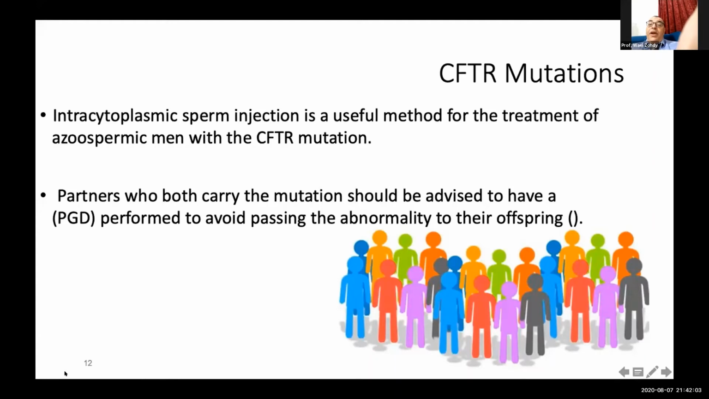So ICSI offers a good chance for those patients to conceive. Partners who both carry the mutations should be advised to have PGD. In this case, it's PGT-M, for monogenic disorders, to avoid passing the abnormality to their offspring.